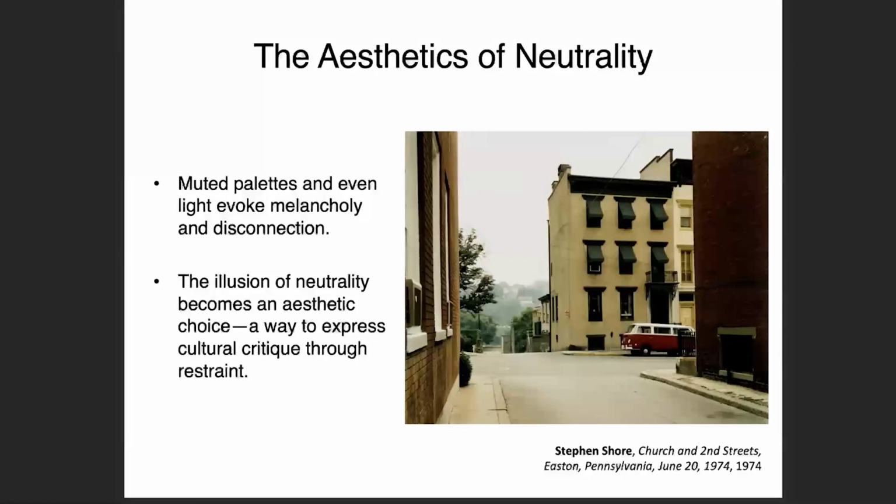When we think about the aesthetics of neutrality when it comes to color, this is where we start to get a lot of muted palettes, and then working with even light. We typically want to avoid dramatic skies, so thinking about those overcast days, so that way we can further enforce this idea of detachment and observation. And then it also kind of gives us a sense of melancholy as well.